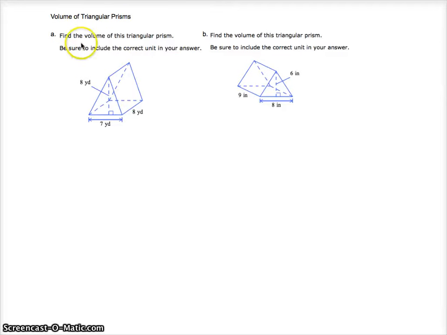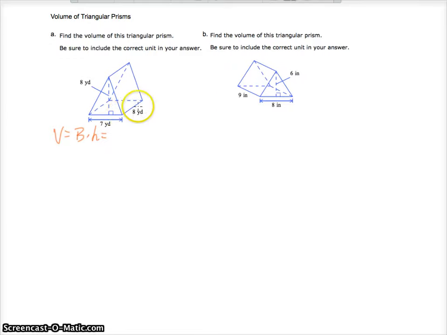Hello, welcome to volume for triangular prisms. In letter A, it asks us to find the volume of this triangular prism and to include the correct units. So here for the volume of the triangular prism, we're going to use the same basic formula. Volume equals the area of the base times the height.